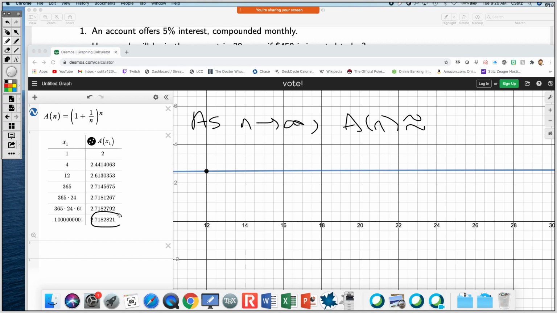Well, 2.718 something. And in fact, and this is where calculus comes in, you can either prove or define, depending on your point of view, that this is our number E. So that's how E gets involved with all of these things in a very natural way.